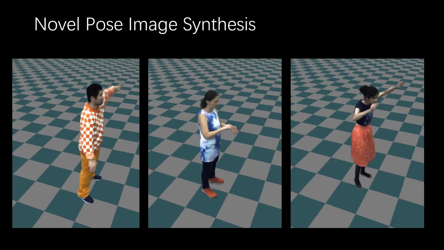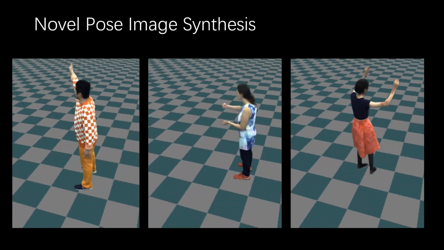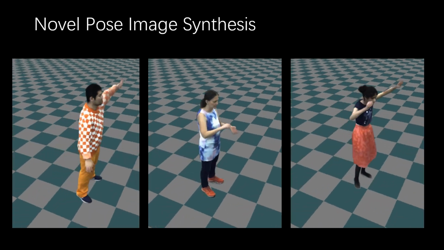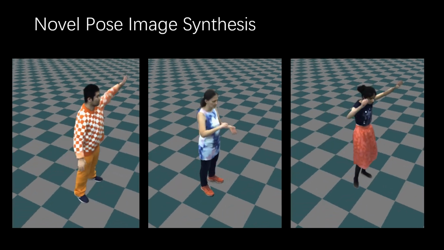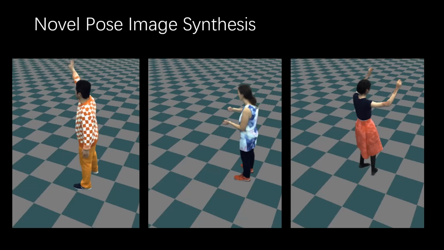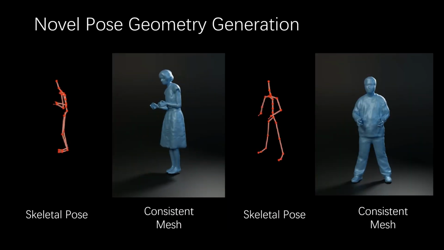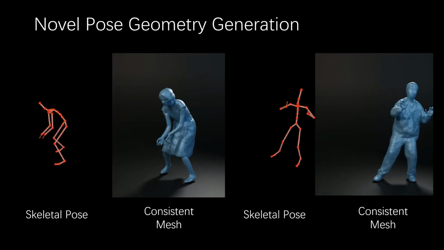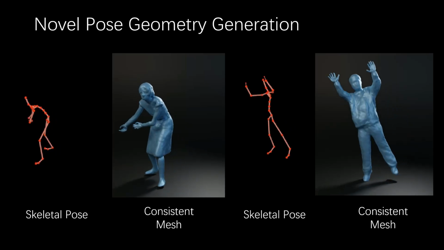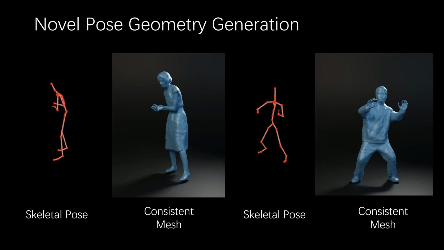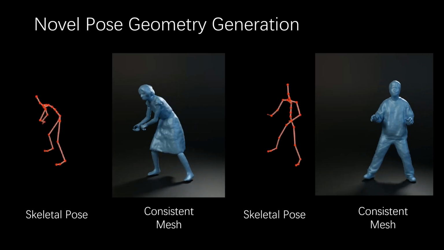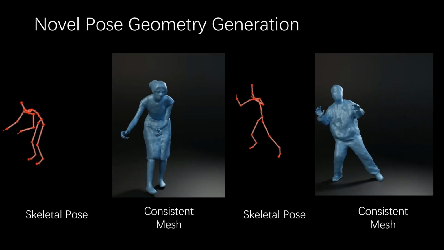Here, we show some results for various subjects performing novel poses. Note that we can handle various types of apparel, including loose skirts. Given novel skeletal poses as input, our method generates clothed human geometry with photorealistic surface details presented with topology-consistent meshes, which facilitates further applications like consistent texture editing and simulation.